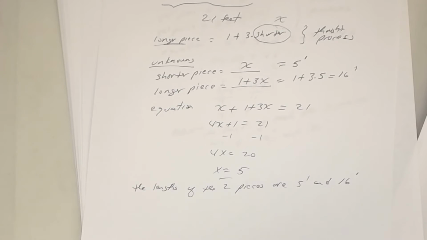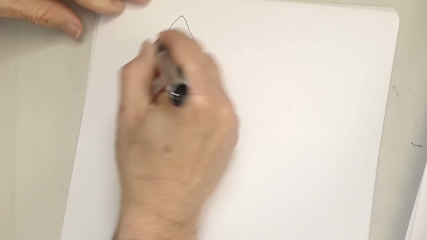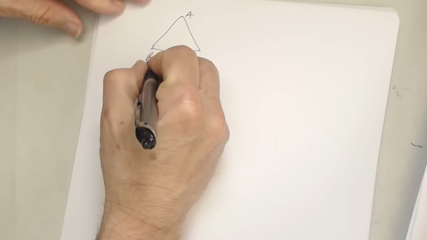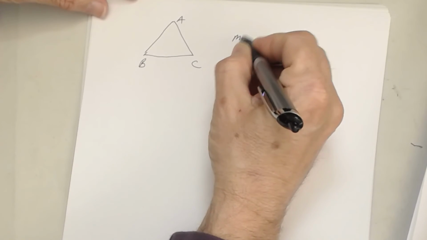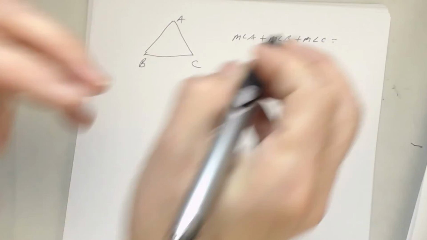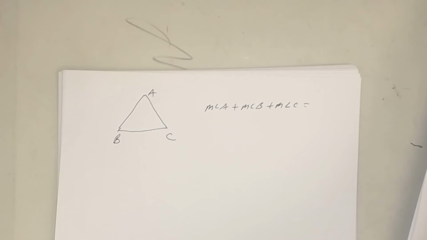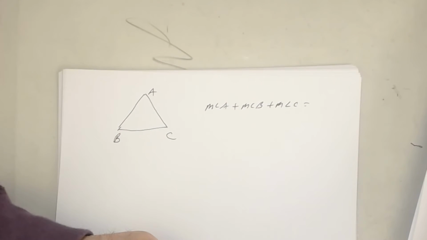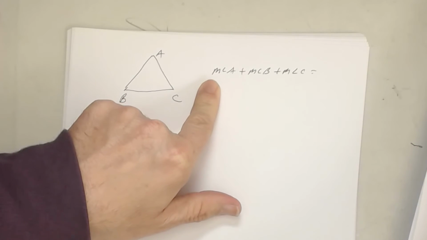All right. So in a triangle, if this is angle A, this is angle B, and this is angle C, what do you remember about the measure of angle A plus the measure of angle B plus the measure of angle C? Remember that the little m right here means measure from high school geometry.